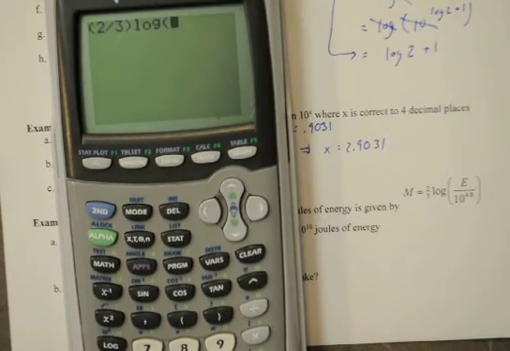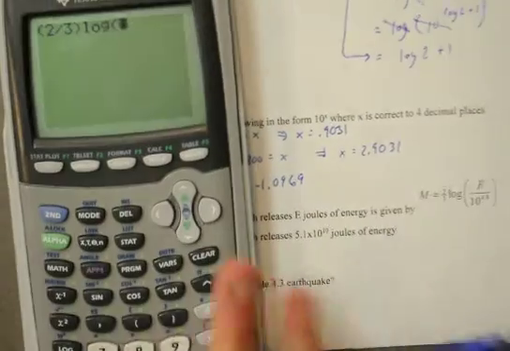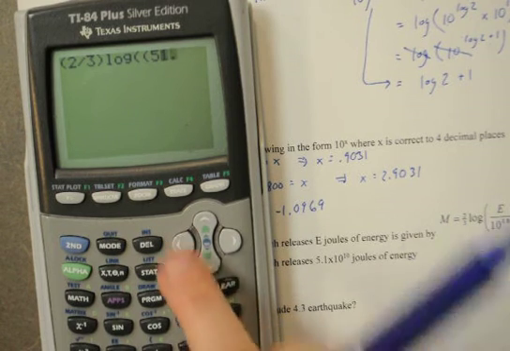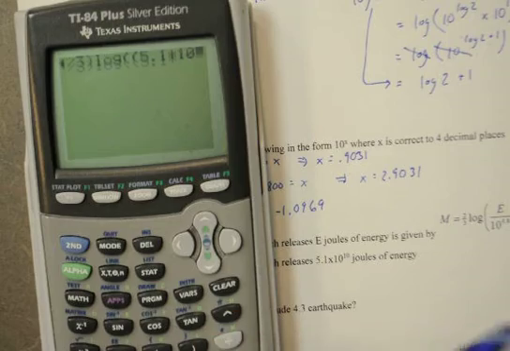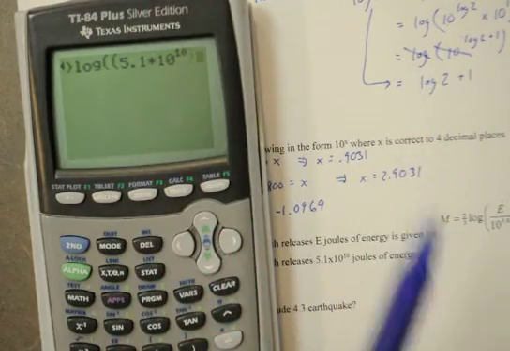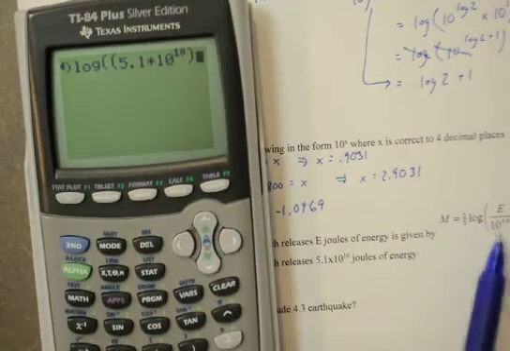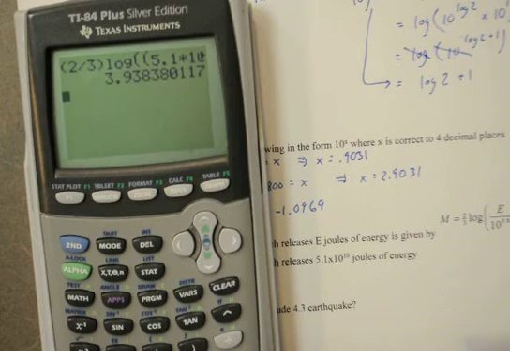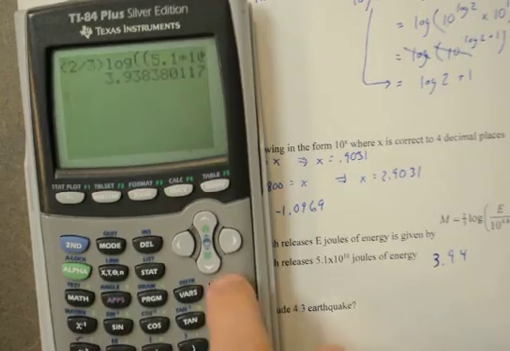And then log. And then they already gave us parentheses, so now I'm going to put another set of parentheses and do 5.1 times 10 to the 10th. I'm going to close that. That's the numerator of my log. And then I'm going to divide by the denominator, and close the parentheses of that. So I think I should be good there. And that would be a 3.94 magnitude earthquake.